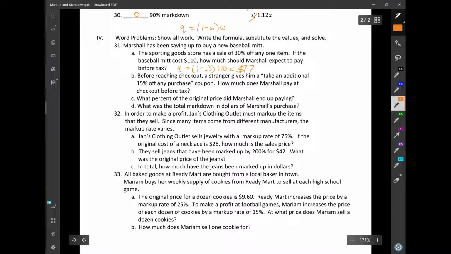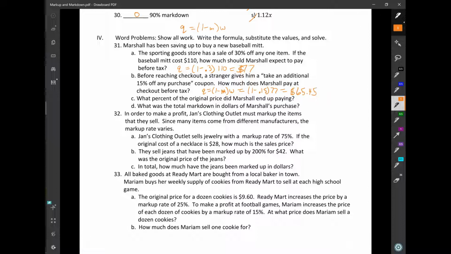All right, B, before reaching checkout, a stranger gives them a take an additional 15% off any purchase coupon. How much does Marshall pay at the checkout before tax? So now the original price is 77 because I'm doing another discount after I already did the first discount. So now 1 minus M times W. Now it's 1 minus 0.15 times 77 because I already took one discount. This will be $65.45.